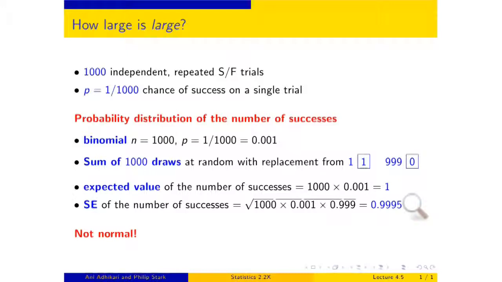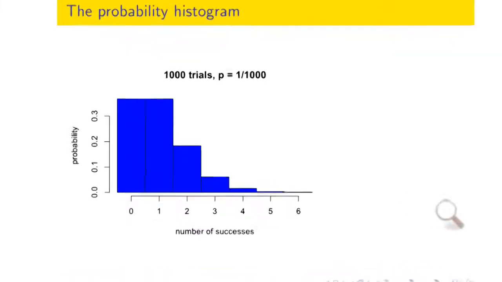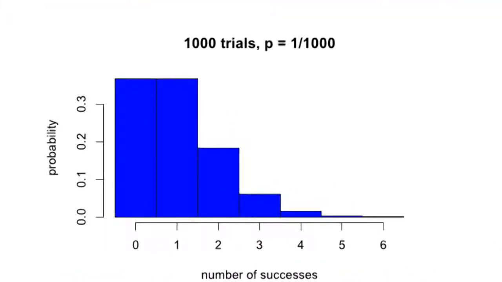Well, let's see. It's a binomial distribution, so we can simply plot the histogram, and there it is. Not normal. 1,000 trials, chance 1 in 1,000 of success on each trial. On the horizontal axis, I have the number of successes. The expected value is 1, give or take about 1.